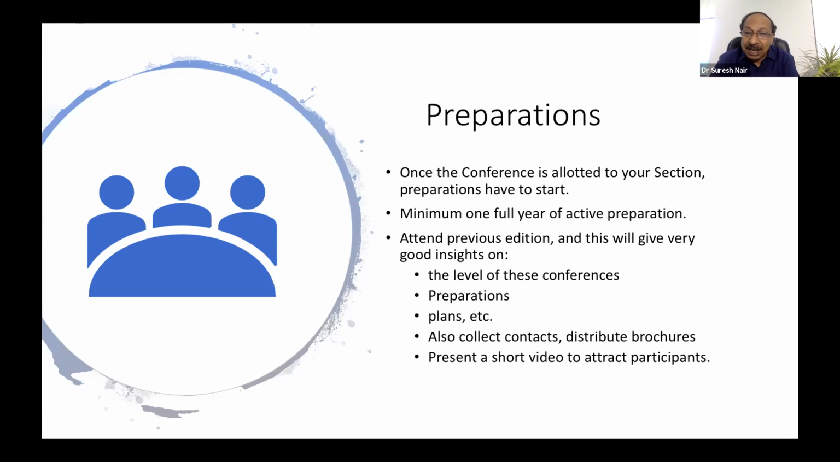Also collect contacts and distribute brochures. You can get the contacts of the people who are attending the previous edition, and this will be very useful for you. And also you prepare some brochures for your conference and distribute them to the attendees there.